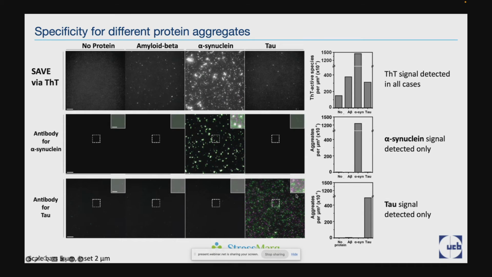So what we've shown is that using this staple approach, not only can we detect the earlier oligomers, we can also detect specifically those oligomers containing the protein that we're interested in. And in this case, we've demonstrated it with alpha-synuclein and tau. But obviously, you could do this with any protein that you're interested in, be it TDP43 in ALS or other aggregating proteins in other diseases. So we're quite excited by this staple approach.